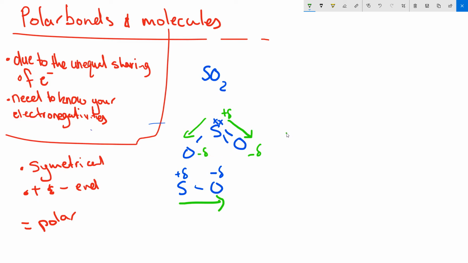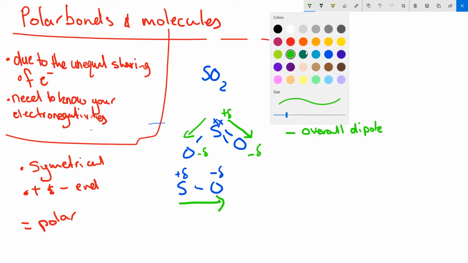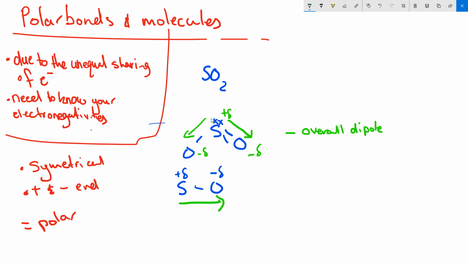So in this molecule, guys, we do have an overall dipole in the molecule, and that's going from sulfur to oxygen. So we have a net dipole of the positive end going to the negative end in sulfur dioxide. So this molecule is polar.